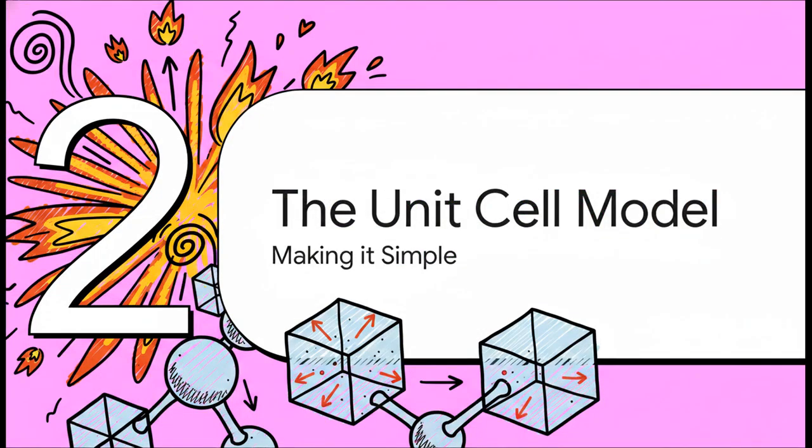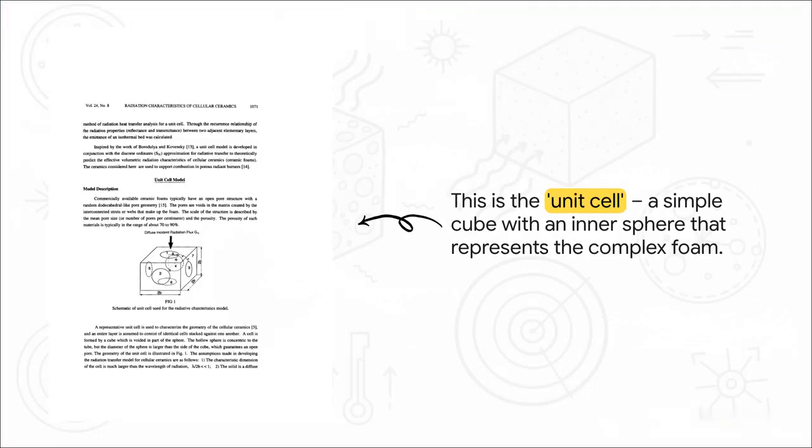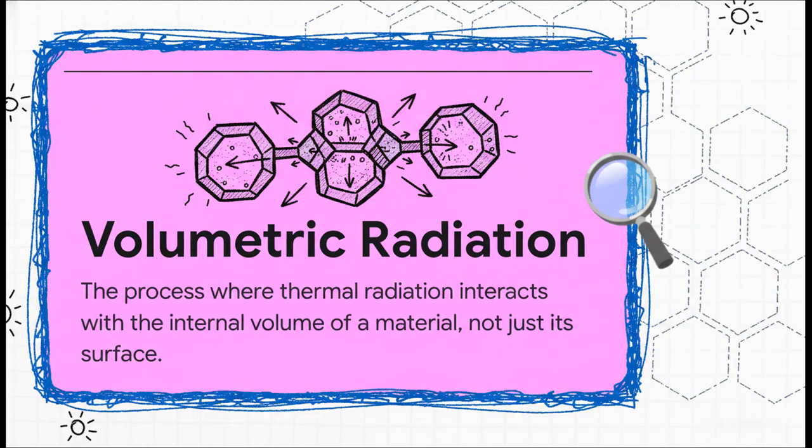So what does this unit cell thing actually look like? Well, the model the researchers came up with is actually pretty simple, and it's really the heart of their entire analysis. And there it is. This simple shape, a cube with a hollow sphere inside, is the stand-in for that super complex, random structure of a real ceramic foam. It's designed to have an open, connected pore, just like the real material would. So this model really helps us nail down our key definition. Volumetric radiation is basically just the story of what happens to energy once it gets inside this unit cell. It's about all the interactions happening on those internal surfaces long before that energy ever finds its way out again.